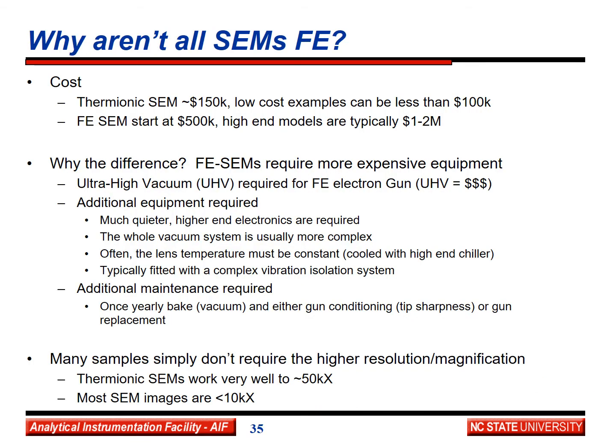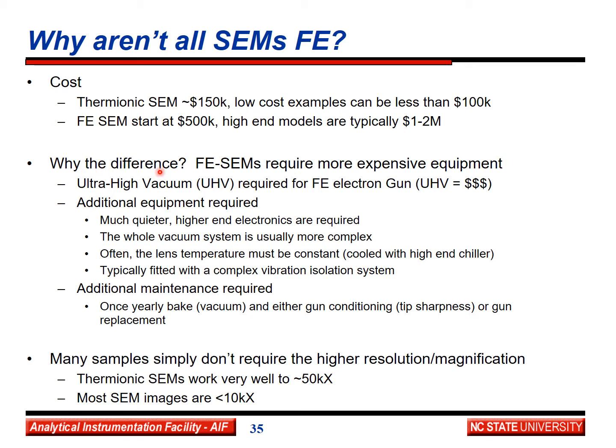Given the amazing resolution that we can do with a field emission SEM, why don't we make all SEMs field emission? And the simple answer is cost. Thermal emitter SEMs are typically on the order of $150,000 to $250,000 when they're pretty well decked out. You can get a low-cost example for less than $100,000. Field emission SEMs start at $500,000. High-end models are typically on the order of $1 to $2 million. The Verios 460L was listed at $1.5 million when we bought it several years ago.